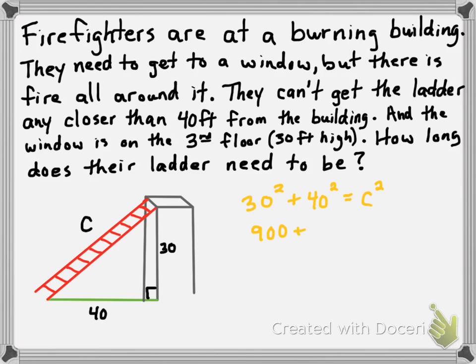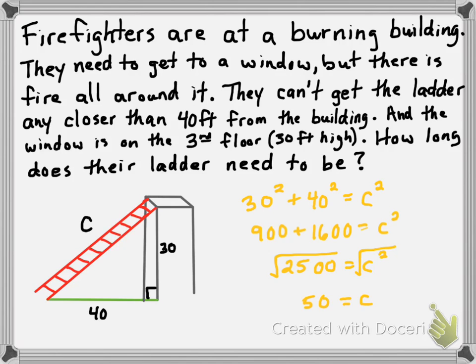Okay, so that's 900 plus 1600 equals C squared. So that's 2500 equals C squared. Well, now to get rid of the squared, I square root both sides. And I get that C equals 50.